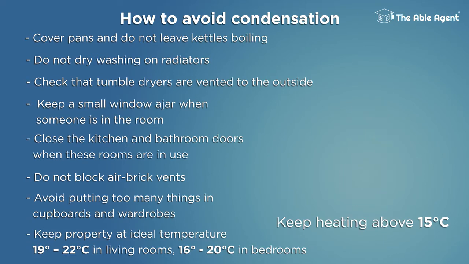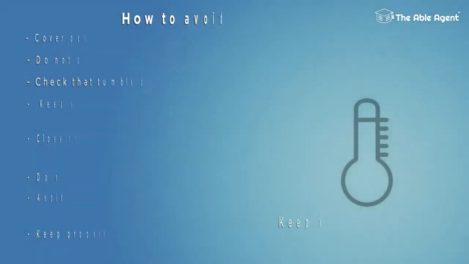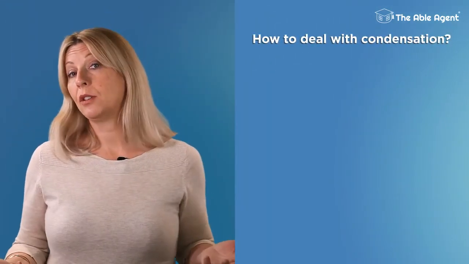When your tenants are away from home, advise them to keep the heating on to a degree so that the temperature is above 15 degrees. This will help avoid condensation. So how do you deal with condensation?